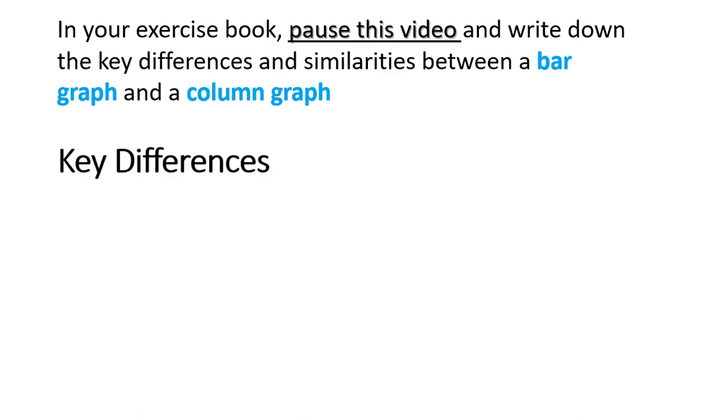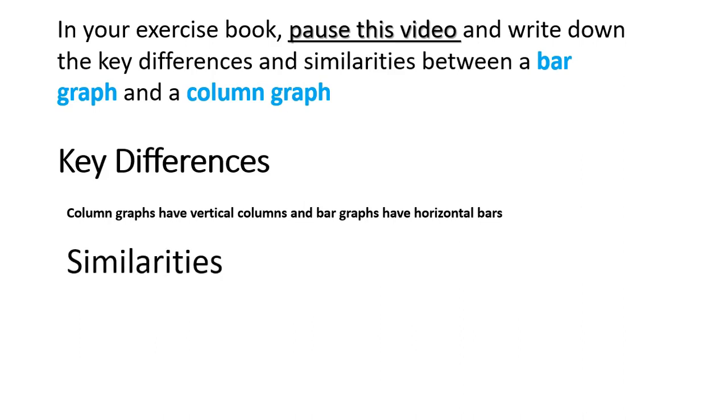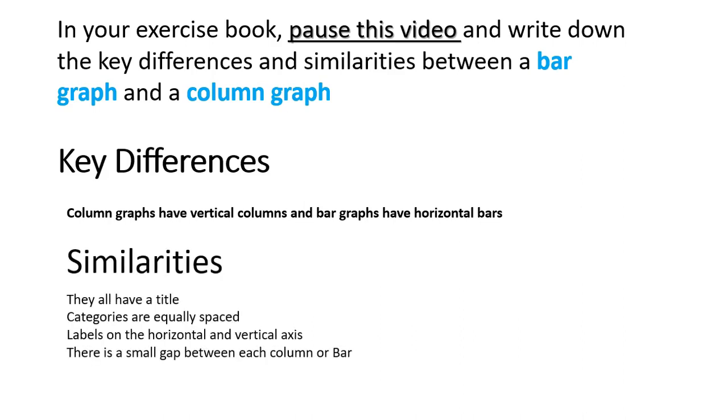Key differences you should have noticed: column graphs have vertical columns and bar graphs have horizontal bars. The similarities: they all have a title, categories are equally spaced, and there are labels on the horizontal and vertical axes. There is a small gap between each column or bar.